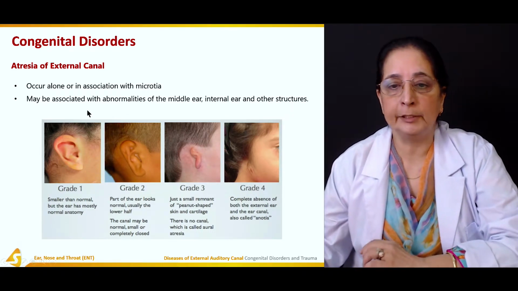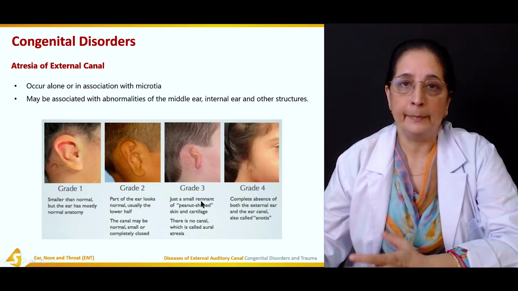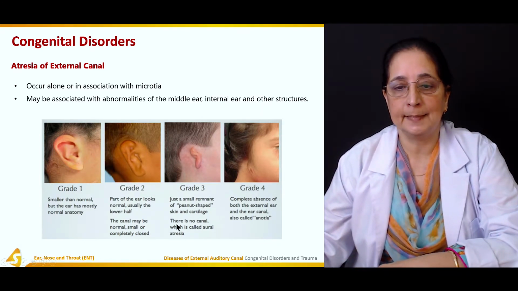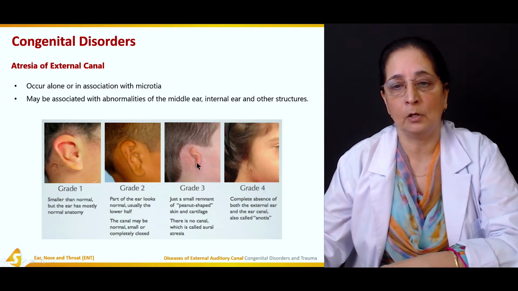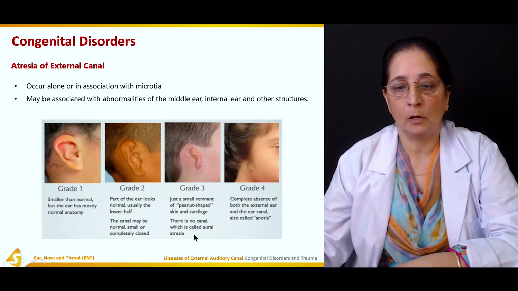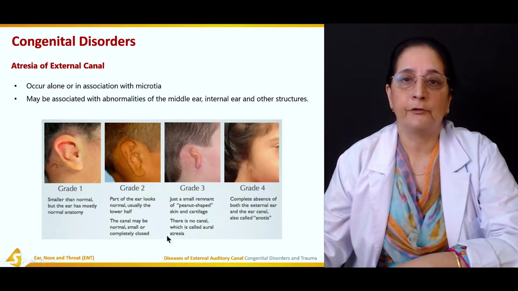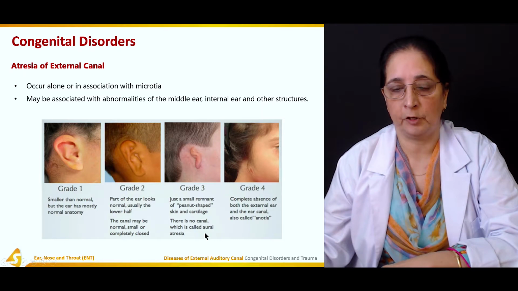Then in grade 3, you can see just a small remnant of peanut-shaped skin and cartilage. And there is no canal, which is called atresia. So there is no canal, no opening, atresia.